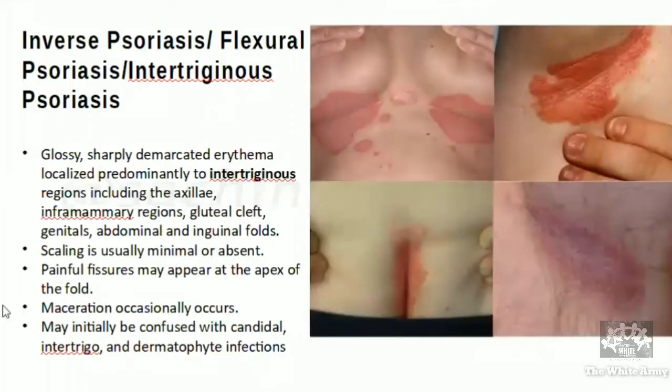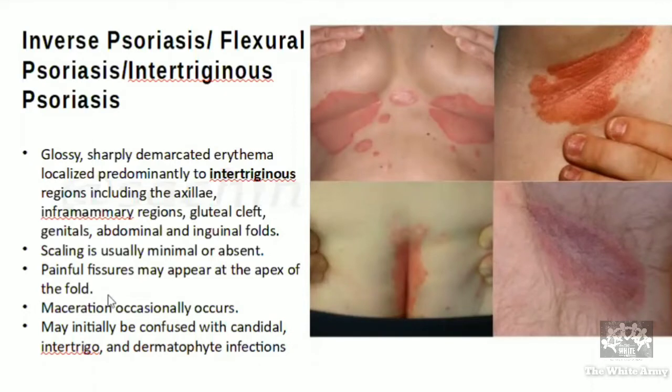Next, coming to inverse psoriasis. Nothing but the area of involvement is different. As I told, in chronic plaque psoriasis, the extensors are involved. Here, the flexures are involved. And because the flexures are involved, being moist areas, the scales are not that obvious. So, glossy, sharply demarcated erythema, localized predominantly to the intertriginous areas like axilla, inframammary region, gluteal cleft, genitals, etc. Scaling is usually minimal or absent because of the moisture, and there might be painful fissures.